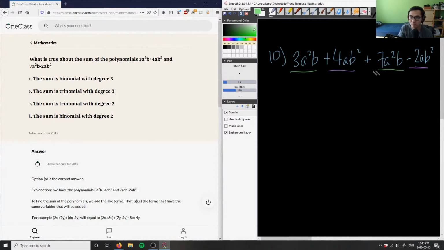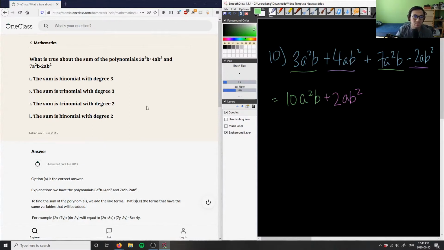So I can see I have 3 plus 7. So this is going to give me 10a squared b. Then I have 4 minus 2 ab squared, which is going to give me positive 2, right? 4 minus 2 is 2. So if I gather like terms, I have successfully summed them up, right? So this entire term is equal to 10a squared b plus 2ab squared.